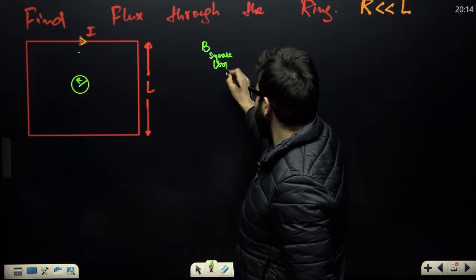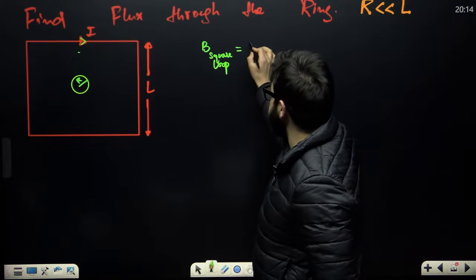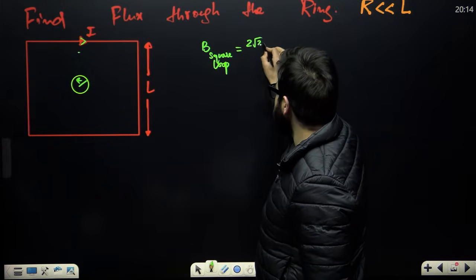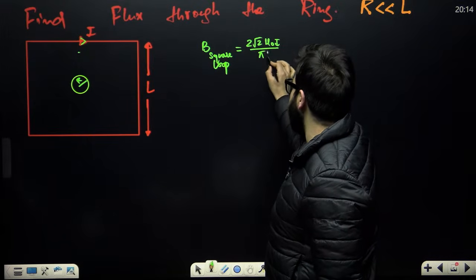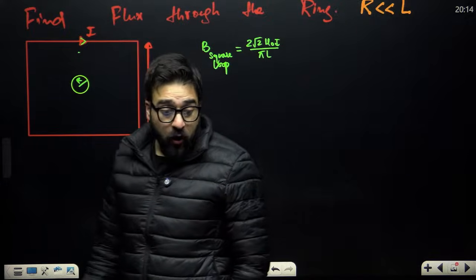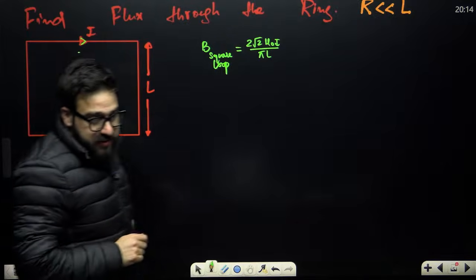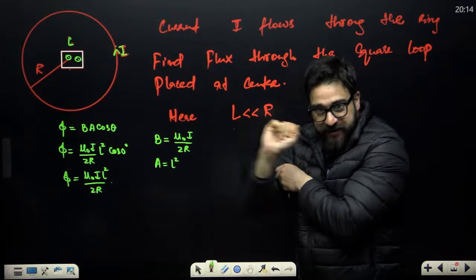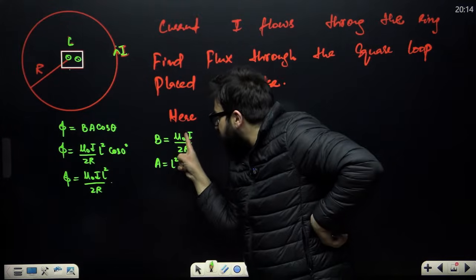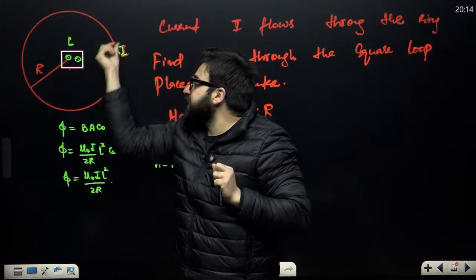Guys, directly remember, the magnetic field due to a square loop at its center is 2 root 2 mu naught I divided by pi into L. 2 root 2 mu naught I divided by pi L. This is a condition over here. You said this is the magnetic field at the center. This is the magnetic field due to a ring at the center.